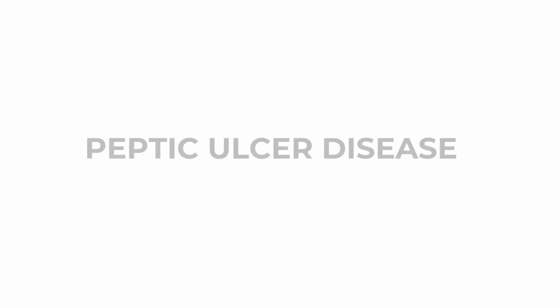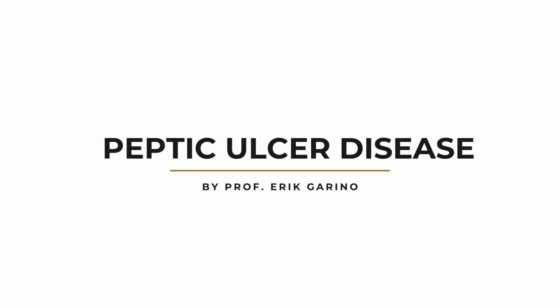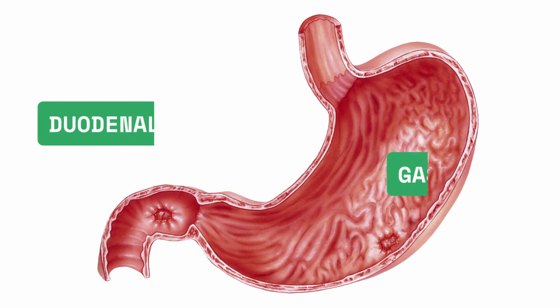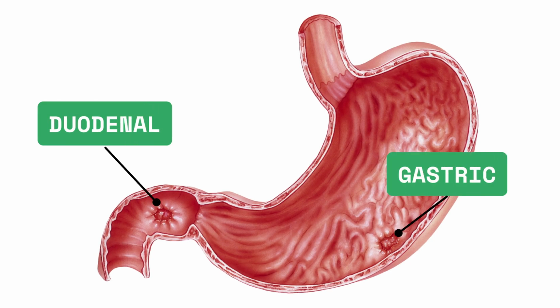Good morning. Today we're going to be discussing peptic ulcer disease. Peptic ulcer disease occurs when stomach acid damages the protective lining of your stomach and duodenal regions. So any portion of the GI tract that comes into contact with gastric secretions is susceptible to ulcer development, which can lead to either acute or chronic ulcers in the gastric or duodenal regions, depending on the severity.